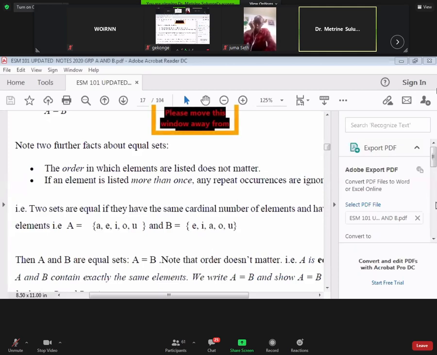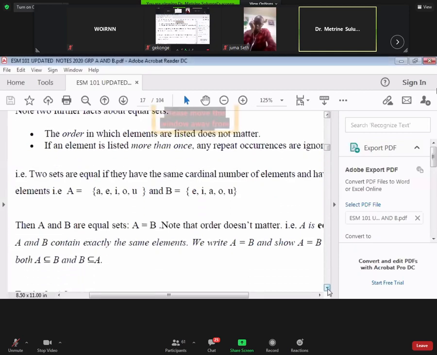So first we look at how many are they, they must be equal. Then two, are they similar? Yes, they must be similar, irrespective of the order. Order is not important, but the two must be similar, and they must also be equal in number. That's what we are saying for them to be equal sets. Symbolically, A and B are equal sets, that is, A is equal to B, if A has similar or exact elements as B. So we write A is equal to B, or A is contained in B, or B is contained in A.